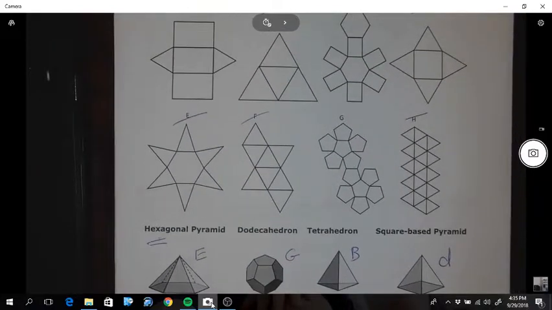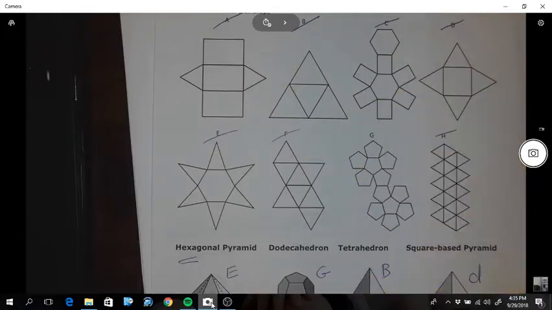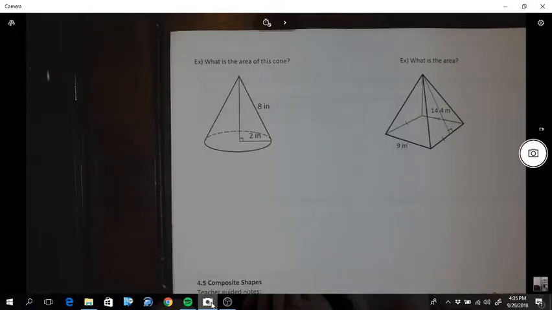Okay, so that's net figures. Be able to figure out what they match, or if I give you a shape, can you draw the net? Okay, what is the area of a cone? And we have a pyramid. So we're going to look on our formula sheets for these.